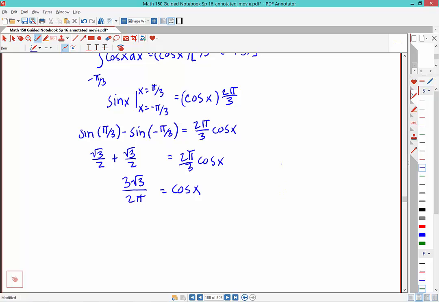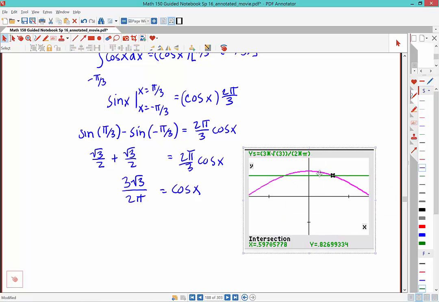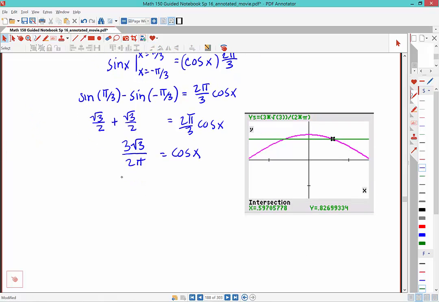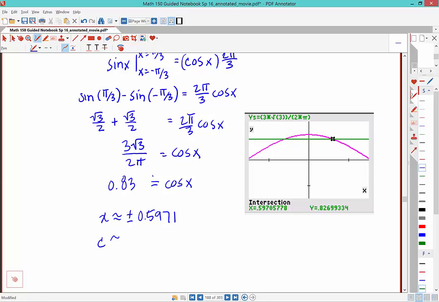So basically, this ended up giving us roughly 0.83 is approximately equal to cosine of x, and we got that x is approximately plus or minus 0.5971 radians. And since this is within our interval of interest, this is our C. C is approximately plus or minus 0.5971. Okay? So you solved it. Now, just so you know, this 0.83, that's our average value. That's the average value on the interval.